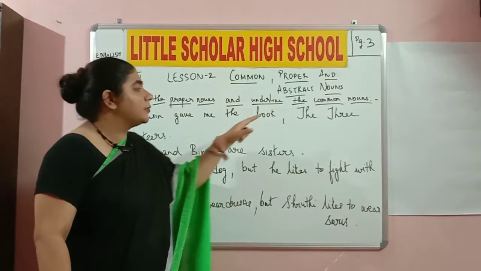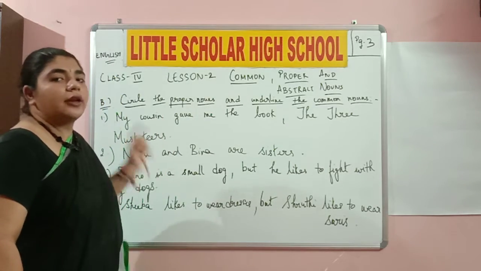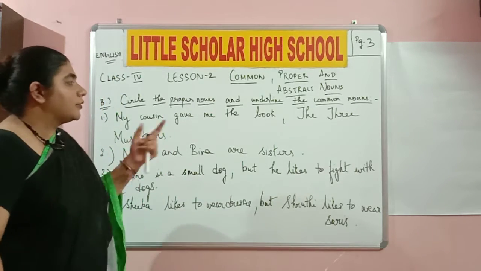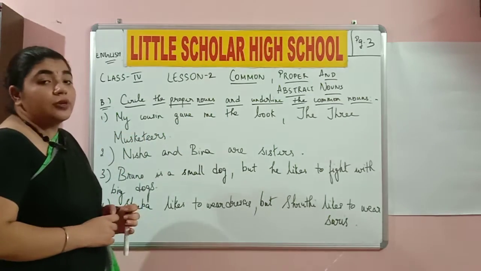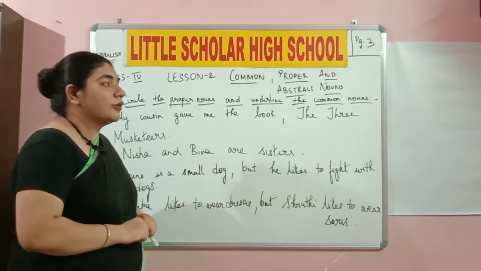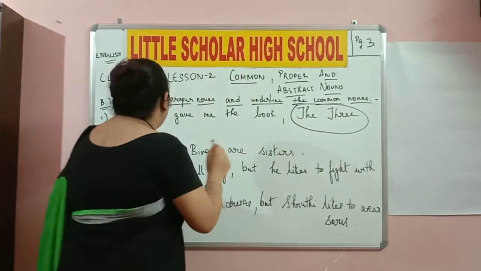So look at the first sentence they have given. My cousin gave me the book. I'll first circle the proper nouns for you, and then we will underline the common nouns for the first 4, and the rest we will do. My cousin gave me the book The Three Musketeers. So in this, what is the proper noun? Of course, the name of the book is The Three Musketeers.